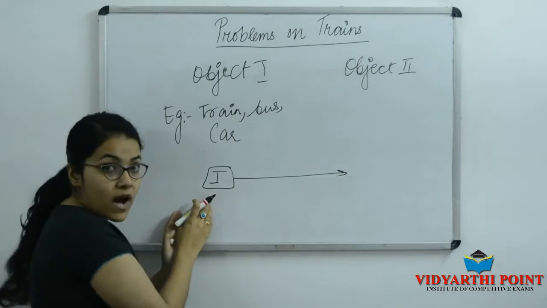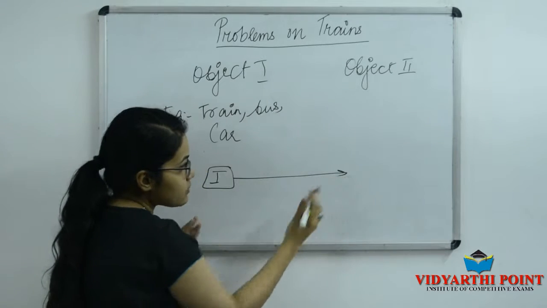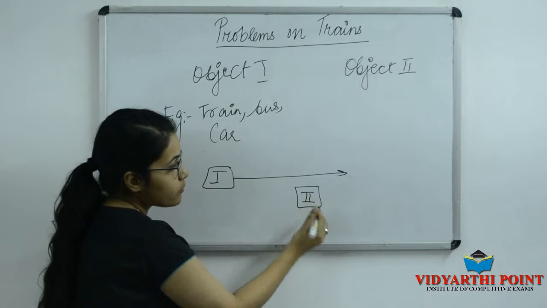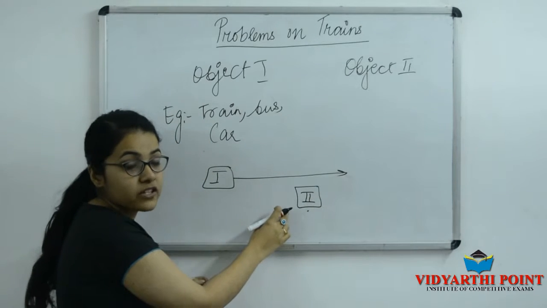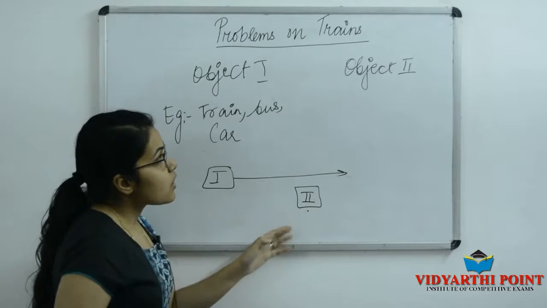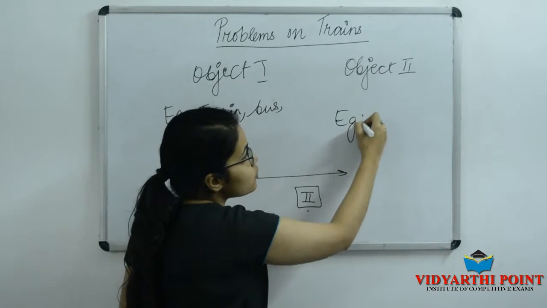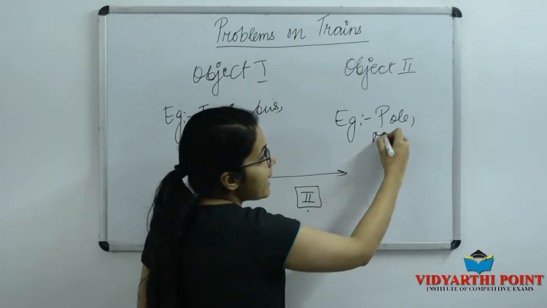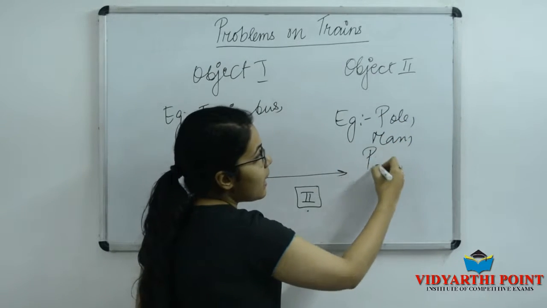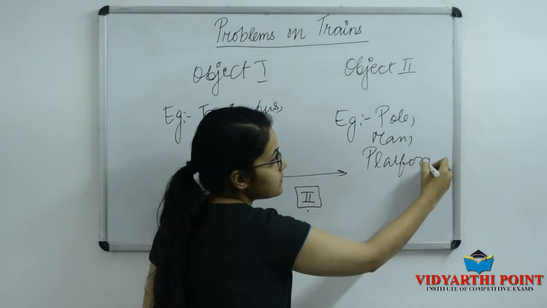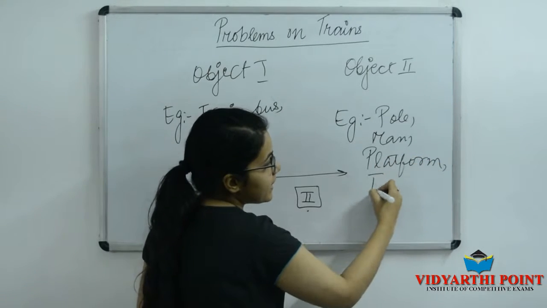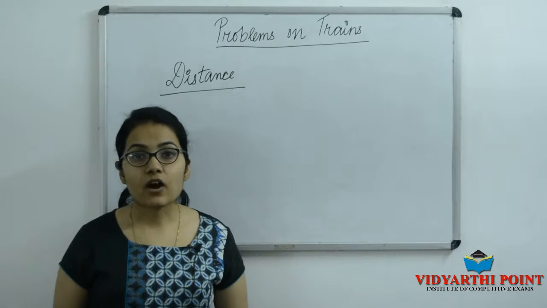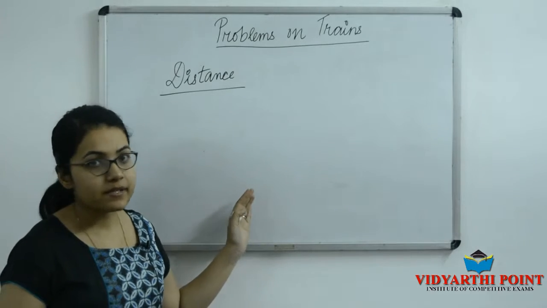That is, object 1 is travelling from this point to this point. If object 1 crosses any object at this point, then this object will be known as object 2. Examples of object 2 may be a pole, a man, a platform, or even another train.